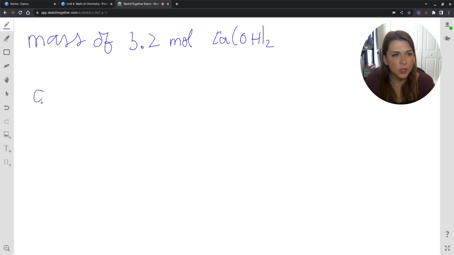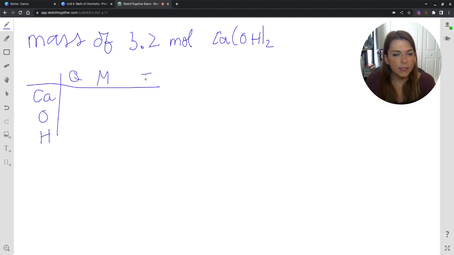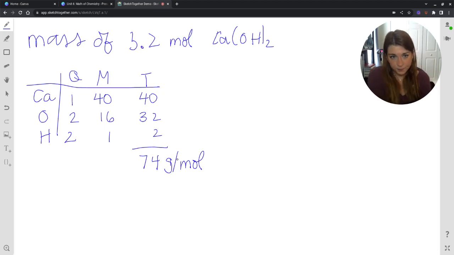So again, I'm going to do the QMT chart. Ca, O, and H are the elements I am working with. Quantity, mass, and total. I have 1 calcium and 2 of each of these. Calcium is 40, oxygen 16, hydrogen 1. That's 40, 32, and 2, which gives me 74 grams per mole on this calcium hydroxide.